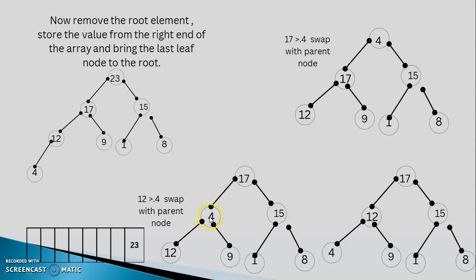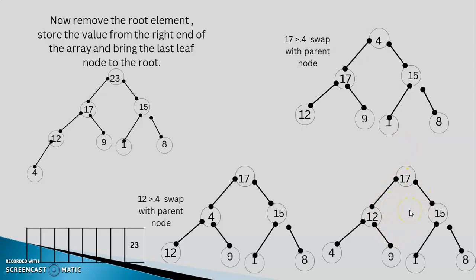But when you place 4 here, then you compare with the children. So 9 and 12, 12 is greater, and again 12 is greater than 4, its parent node. So certainly we have to make a swap. That is, 12 will come to this place, 4 will come to this place. That is what we have done here. So 12 is placed at the parent node. So this is the structure we got after removing the root node 23. After removing the root node 23, the 23 is stored at the right end of the array. Then we have to apply the max heap process again.